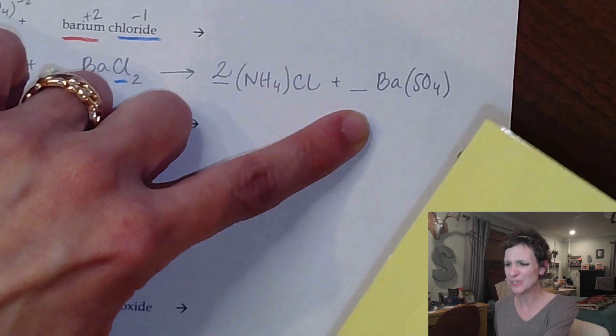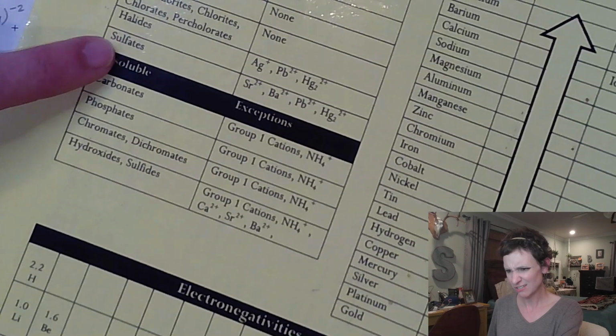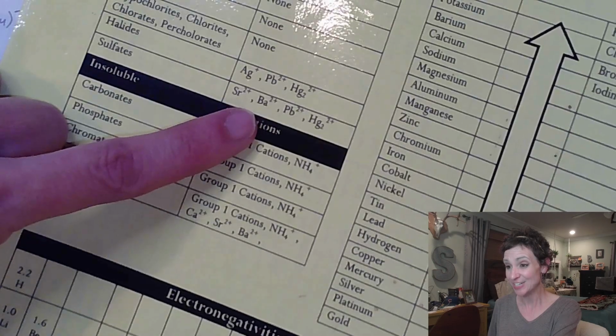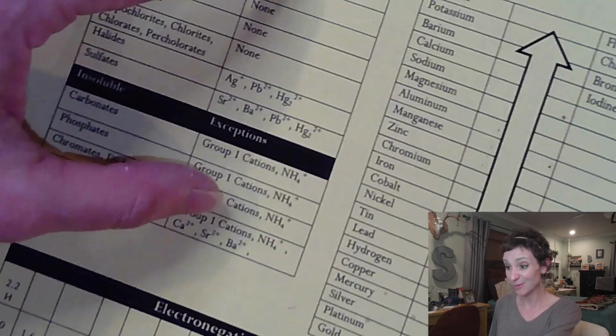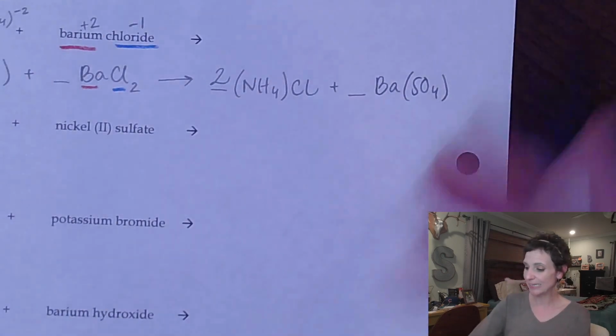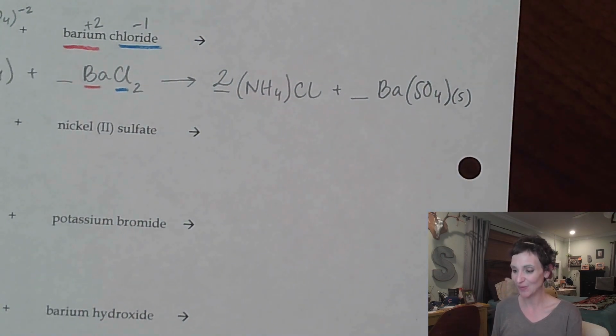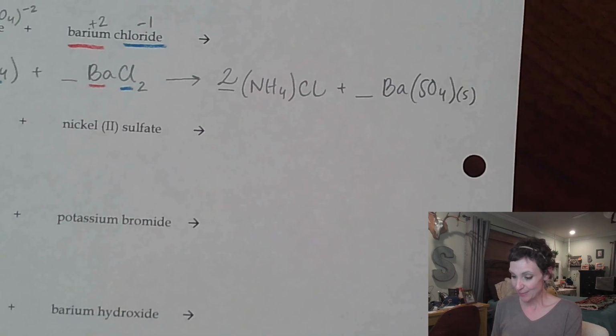But what about barium sulfate? Those are also soluble, but barium is an exception to where most sulfates are soluble. Barium sulfate is not, and he will be insoluble. He is your solid precipitate. Cool. Okay, moving on down.